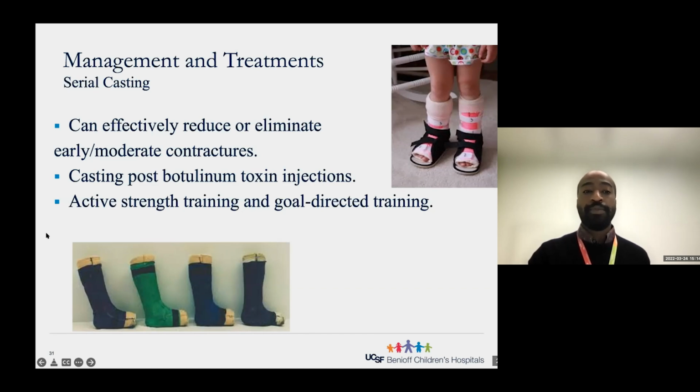So this child went through 1, 2, 3, 4 series of casting to get to a more neutral position of the foot and ankle, and hopefully from the casting be put into AFOs to continue to support and prevent the habit of going back to walking on the toes.